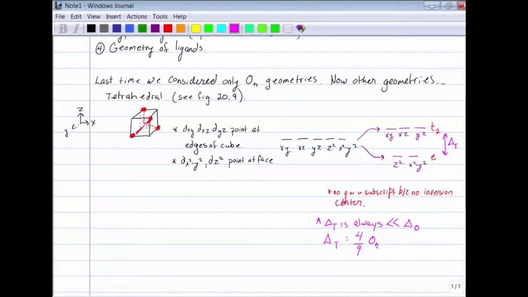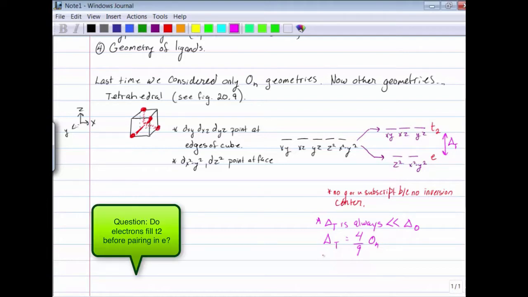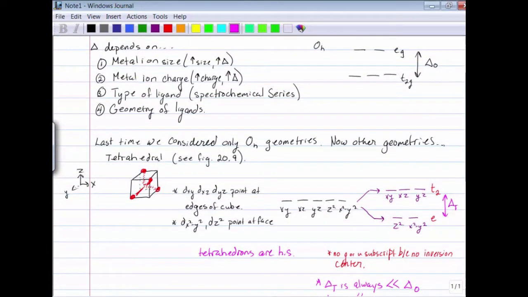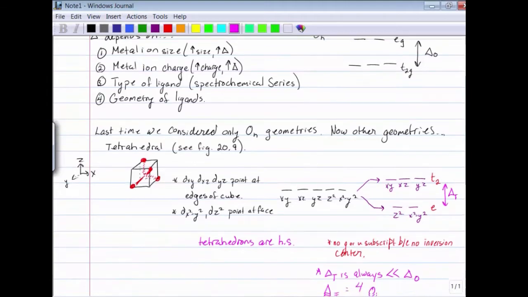Tetrahedrons are always high spin, so you always fill in all of the orbitals, even the higher energy set, before you start pairing electrons. Yes, because the difference in this delta T is less than the pairing energy. Okay, so depending on the geometry you have, you know something about what that delta is going to look like.